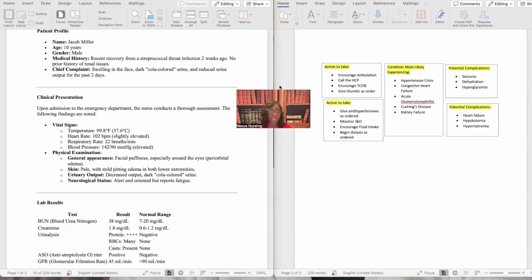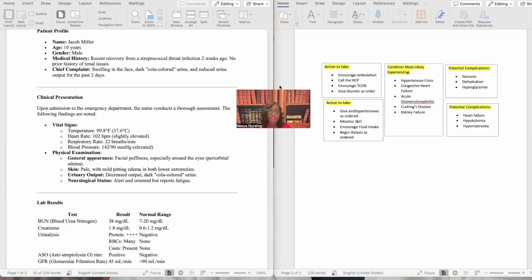Vital signs: temp 99.8, heart rate 102, respirations 22, blood pressure 142/90. Physical exam: general appearance, facial puffiness, especially around the eyes. This is known as periorbital edema. Skin is pale with mild pitting edema in both lower extremities. Urinary output decreased. Output, dark cola-colored urine. Neurological status: alert and oriented, but reports fatigue.